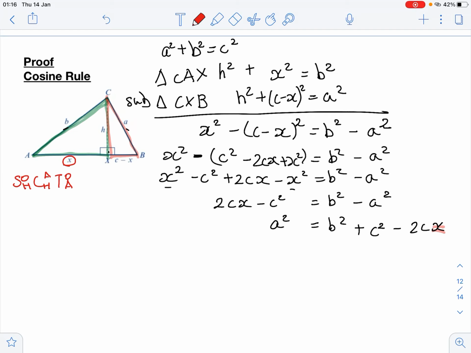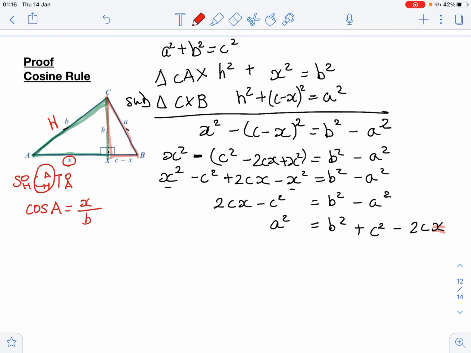As we know, cos A is going to equal the adjacent side, which is x, over the hypotenuse, which is b. So just label our sides to help you understand. So side b is our hypotenuse, and we want to find out side x.